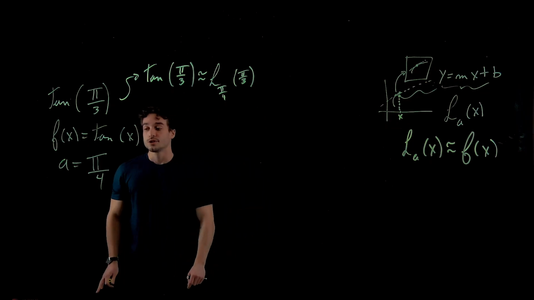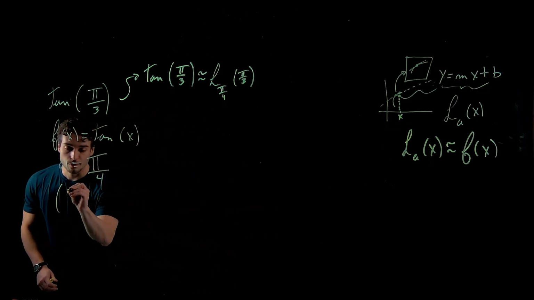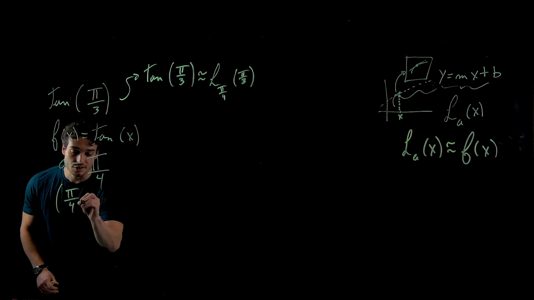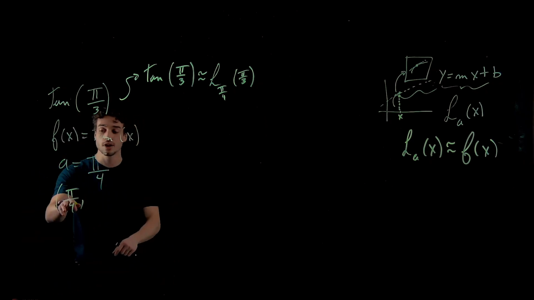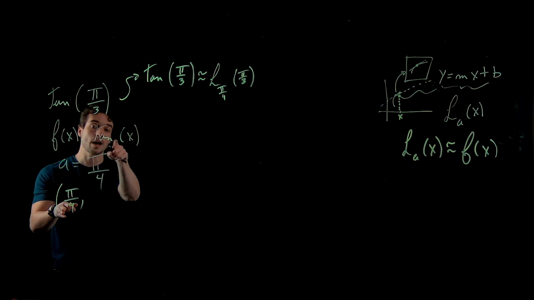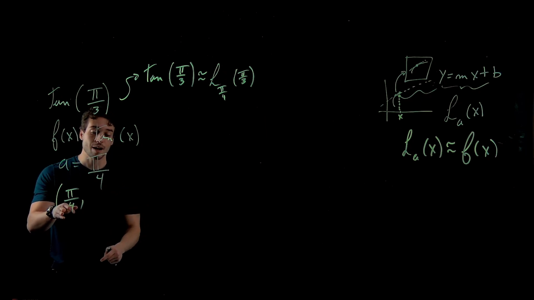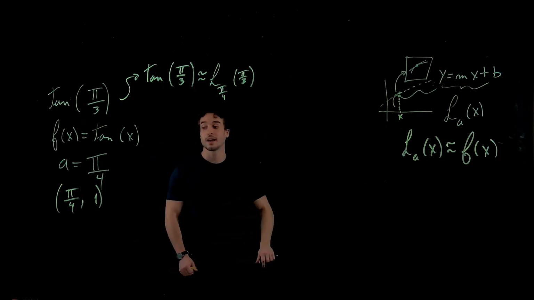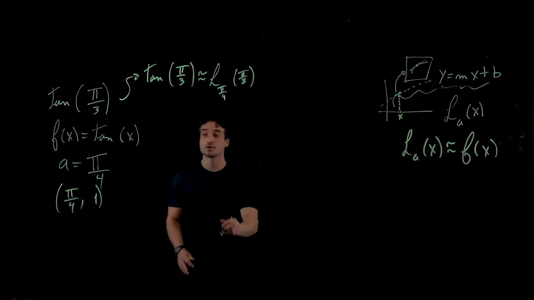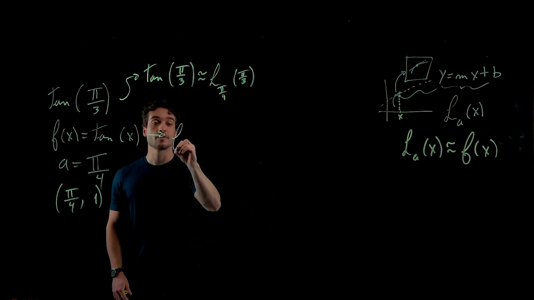If you remember from our previous video, one of the first steps is to find a point through which the tangent line is going to pass, which is pi over 4, f of pi over 4, but the tangent of pi over 4 is 1. So this is exactly the point that I have to pass through. And I also need to have the derivative of my function.